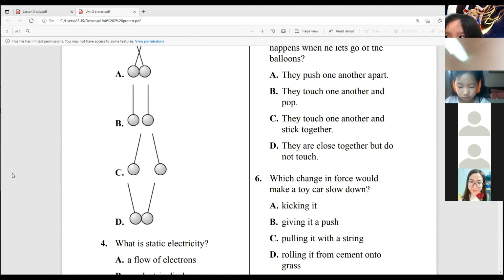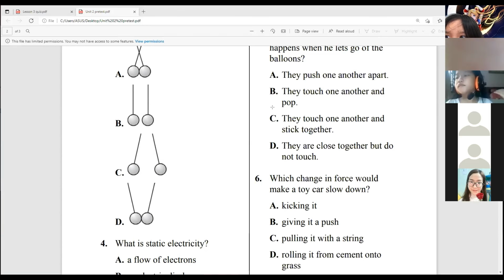I think static electricity. I think the toy car had to slow down with friction. So rolling it from cement onto grass was make.